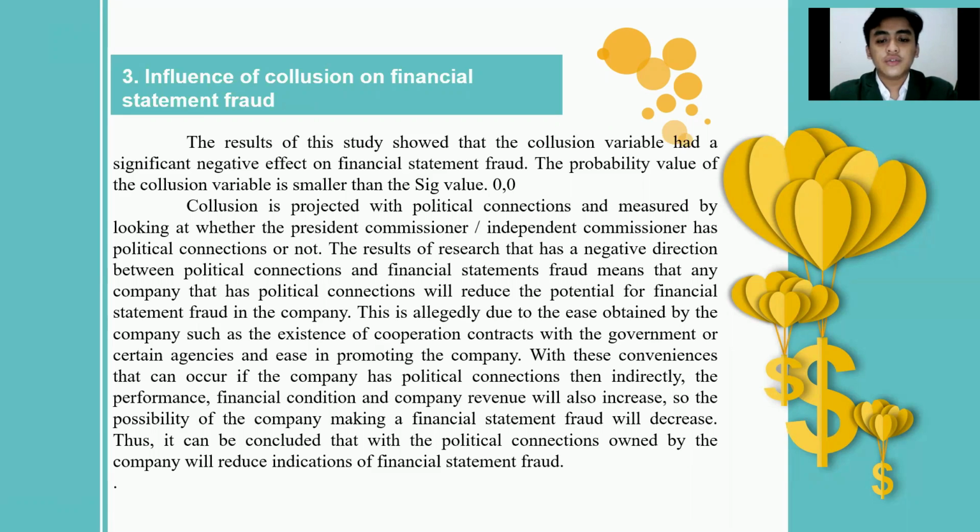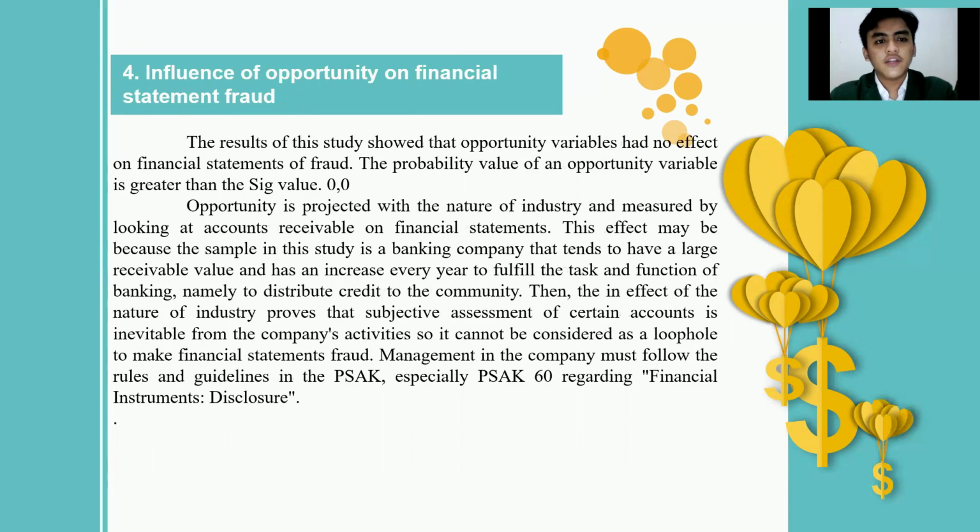This is allegedly due to ease obtained by the company, such as the existence of corporation contracts with the governments or certain agencies, and ease in promoting the company. With this convenience that can occur if the company has political connection, then indirectly the performance, financial condition, and company revenue will also increase. So the possibility of the company making a financial statement fraud will decrease. It can be concluded that the political connection owned by the company will reduce the indication of financial statement fraud. 4. The influence of opportunity on financial statement fraud.